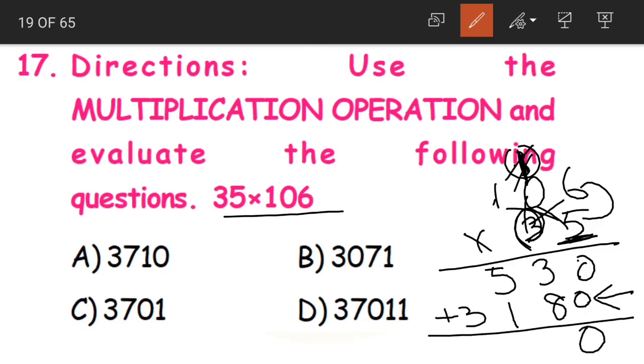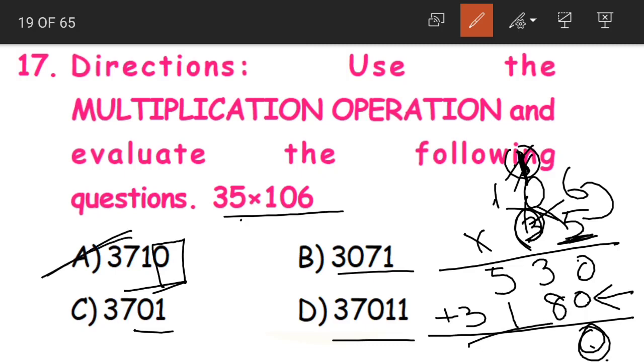0 plus 0, 0. See, children, what did we get here in the units place? 0. If you look at the options carefully, only option A has 0 in the units place. So even without adding the remaining numbers, I can say that option A is my correct answer.